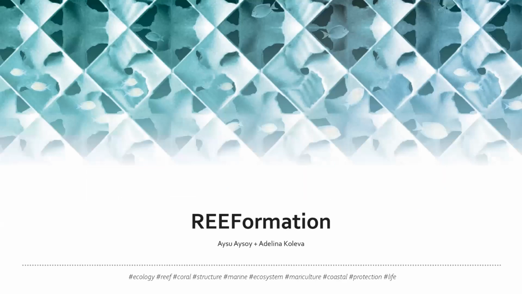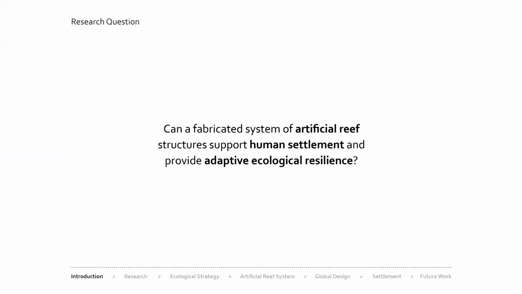I will be describing two theses from our recent MTechers that try to address ecological urbanism, architecture, and local material explorations on different climatic contexts, environmental contexts. The first of those is Reformation by Iso and Alina Koleva. Their main research question was, can a fabricated system of artificial reef structures support human settlement and provide adaptive ecological resilience?